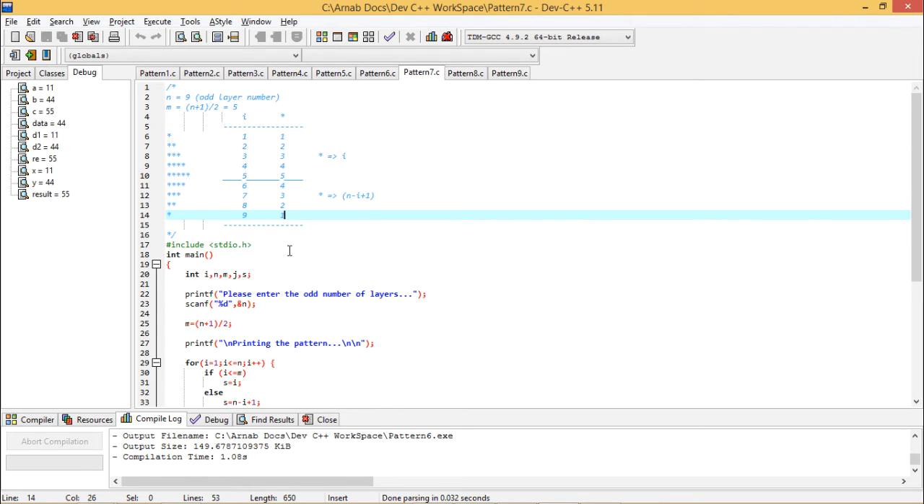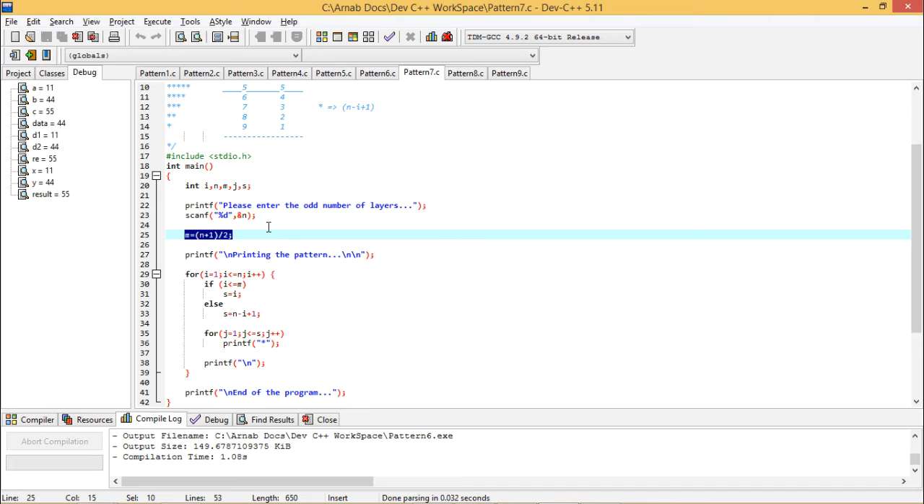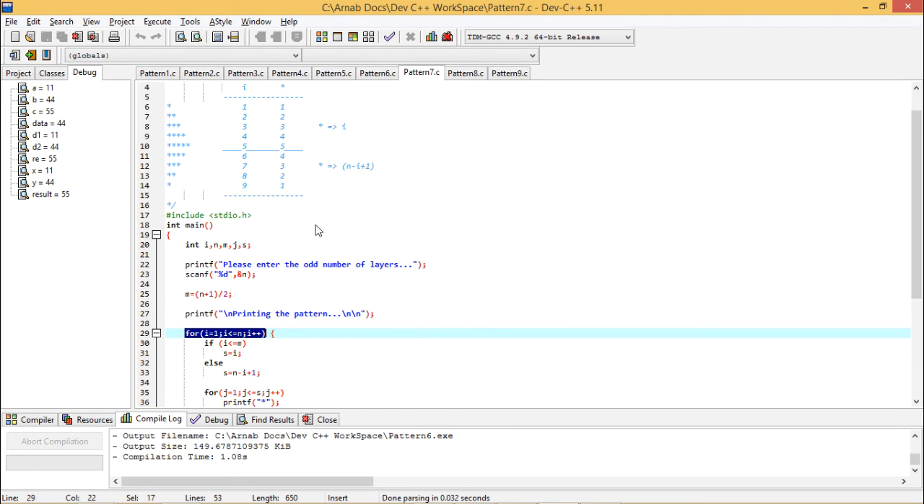Now let me execute the code. Here we are reading the value of n from the keyboard as input, and immediately calculating the middlemost layer number m using the formula n plus 1 whole by 2. We are going to print n number of layers, so for I is equal to 1, I less than or equal to n, I plus plus. If I is less than or equal to m, it is the upper half, and the logic for star is I. So S is equal to I. S stands for star counting.